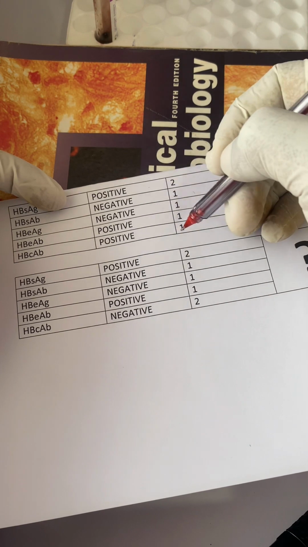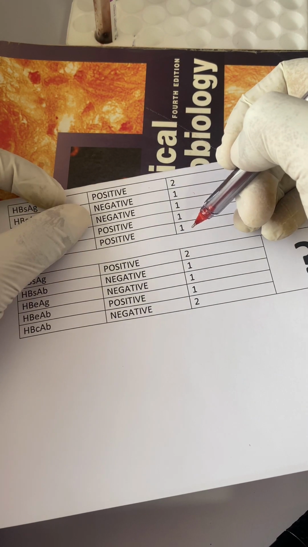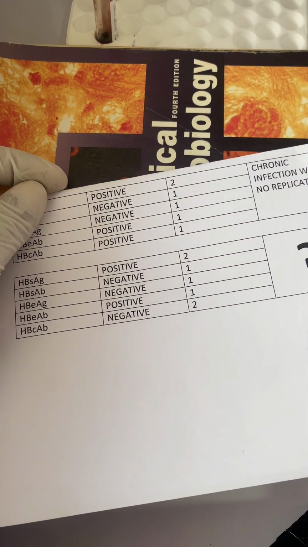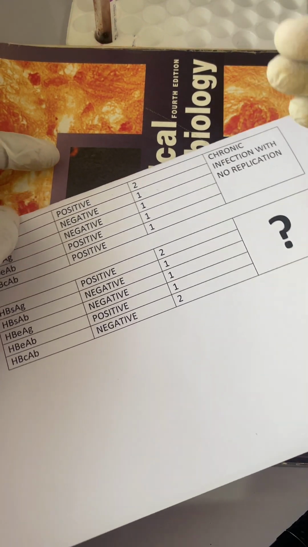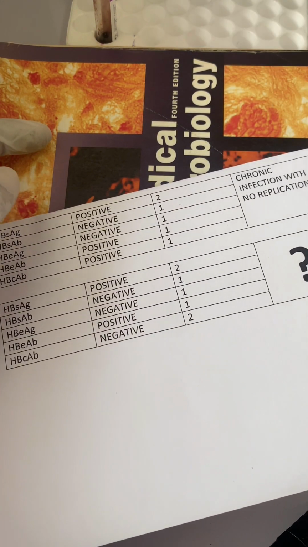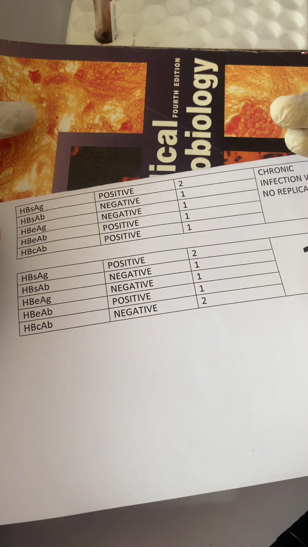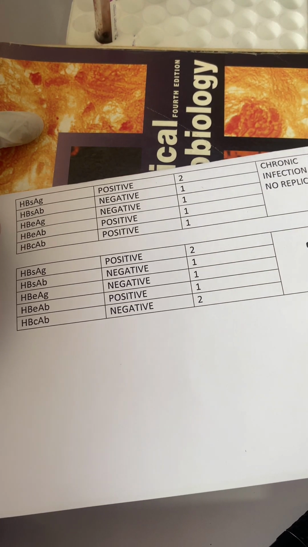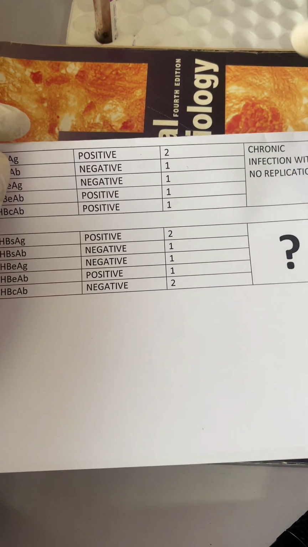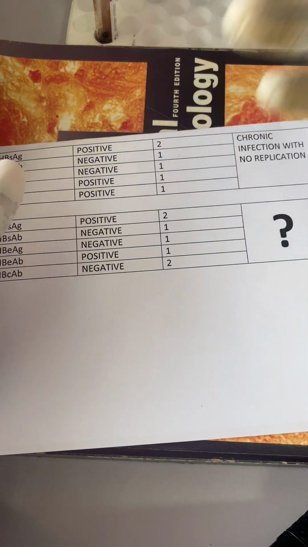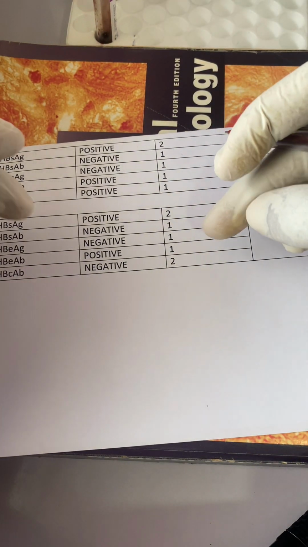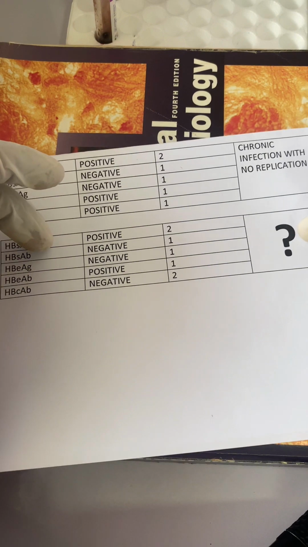Good. Then the core antibody will be positive, indicating that your immune system is doing something about it. So this is a person who has chronic infection, but then with no replication. Chronic infection with no replication. Okay, so I have a last one here. If you've really understood it, I want you to analyze this one. What will be the interpretation for this one?